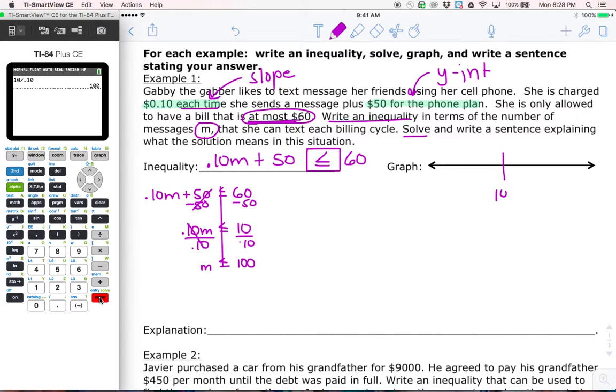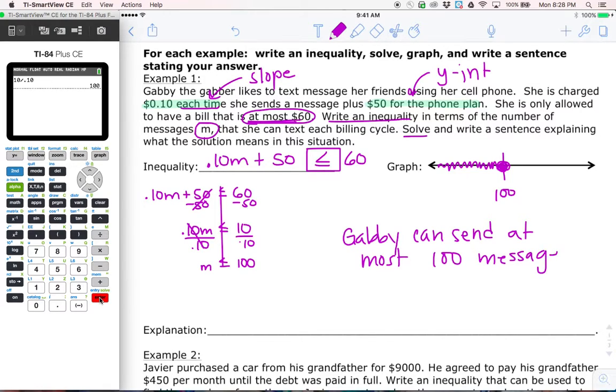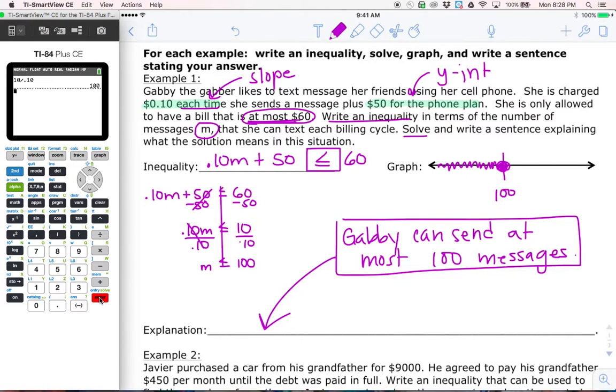On a graph, that would be a shaded in circle. And less than is going to go to the left. All right, and now go ahead and write a sentence here. Gabby can send at most 100 messages. All right, if she sends exactly 100 messages, her bill is exactly $60, and that is the most that she can afford. Oh, I guess that goes here. Explanation. All right, let's take a look at the next one.